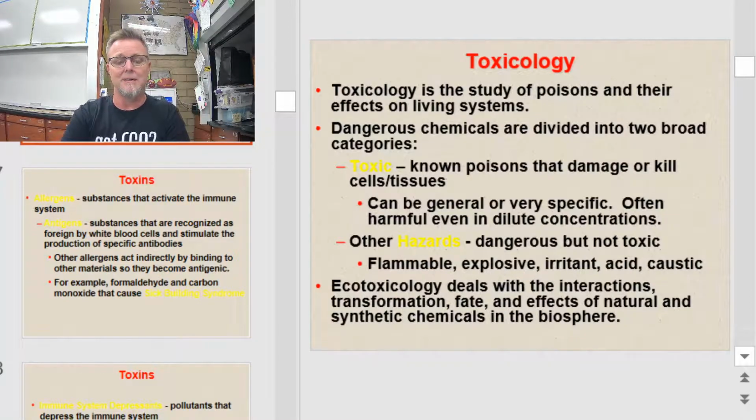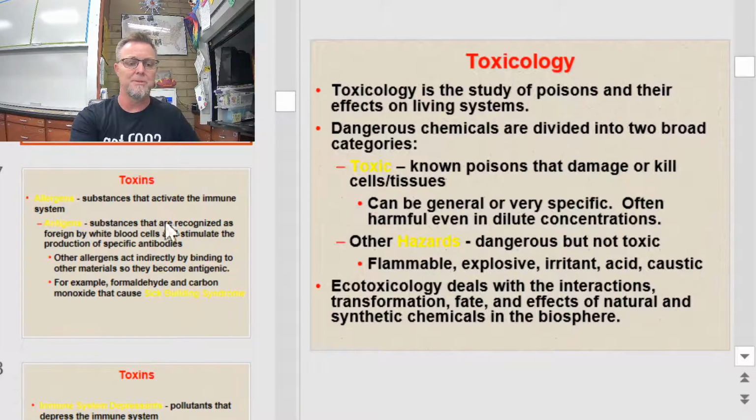Exotoxicology or ecotoxicology deals with the interactions, the transformation, the fate, and the effects of natural and synthetic chemicals in the biosphere. So when these poisons get out in the environment, ecotoxicology is the area of science that's going to look at what's going to happen to these things.